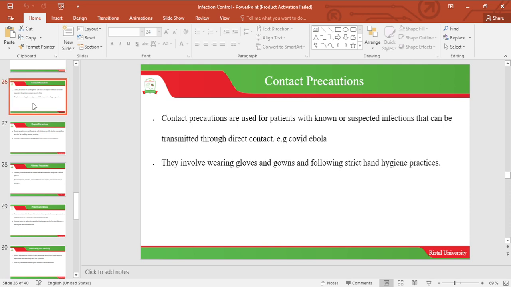Contact precautions. Contact precautions are used for patients with a known or suspected infection that can be transmitted via direct contact, for example, COVID-19, Ebola. So, contact precaution involves wearing of gloves, gowns, and following strict hand hygiene practices to prevent spread of infection from the patient to the health worker.